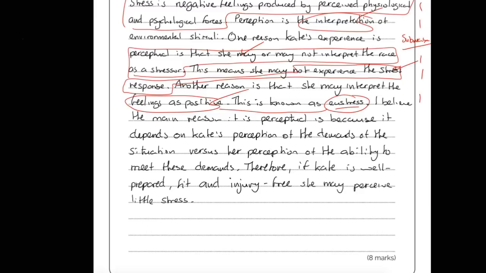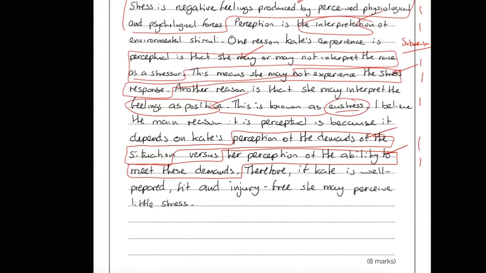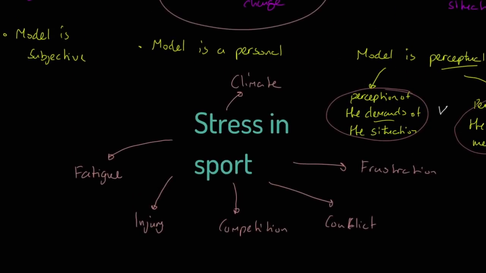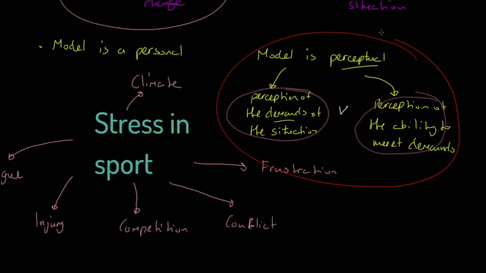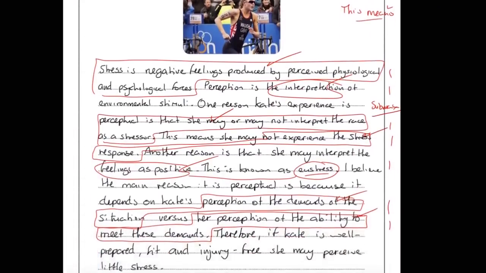Next point. Long point. I believe, again, I'm justifying. I believe the main reason, I'm almost combining that reason thing, aren't I? I believe the main reason it is perceptual is because, so I'm clearly justifying, look, I'm top of the pops in terms of justifying language, it depends on Kate's perception of the demands of the situation versus her perception of the ability to meet those demands. Beautiful. Don't even know how many marks I've got there. But can you see how I've taken my knowledge from here, which I've now got too big on the page. Model is perceptual, perception of the demands, perception of the ability to meet the demands. And now I'm fitting it in to my answer.